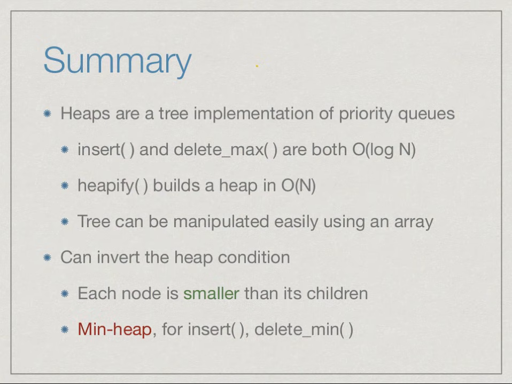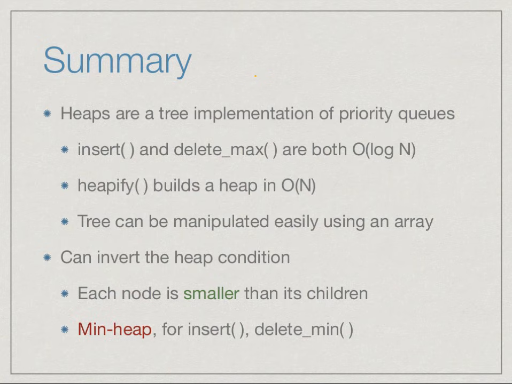To summarize, heaps are a tree-based implementation of priority queues in which both insert and delete max can be done in log n time. We can do a bottom-up heapify to build a heap in order n time. And these are trees, but they can be manipulated very easily using an array. In this case, we are looking at max heaps. We can also do a dual construction where we change the heap condition to say that each element must be smaller than its children, in which case we have what is called a min heap. Then instead of delete max, the operation we perform is delete min. Everything is exactly symmetric to the other case.